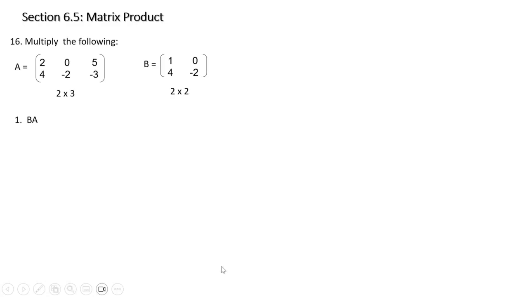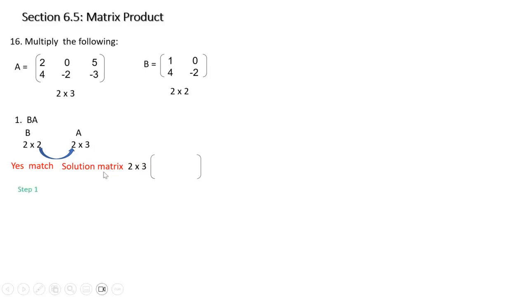Okay, now comes the multiplication part. For multiplication, there's a rule that has to take place. The two numbers in the middle must match. So for example, matrix B times matrix A, B is a 2 by 2 and A is a 2 by 3. Since the two middle numbers match, yes, it can be done. And the answer will be a 2 by 3.